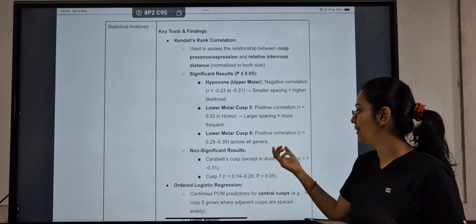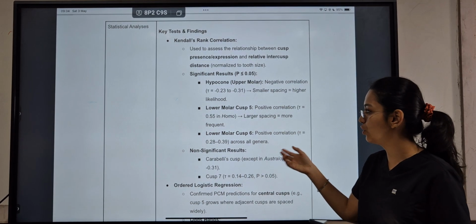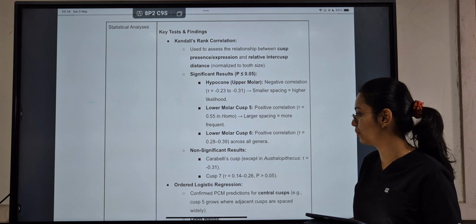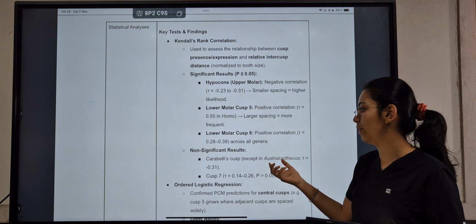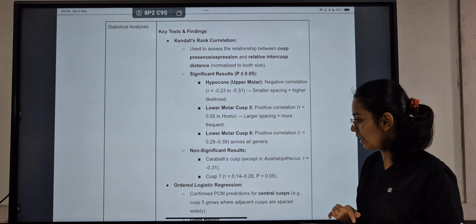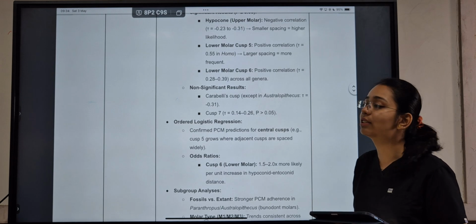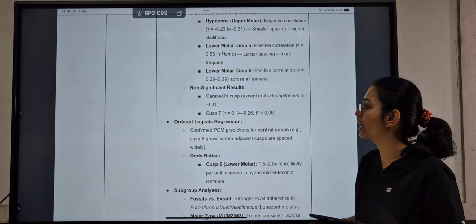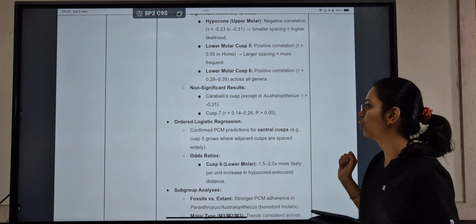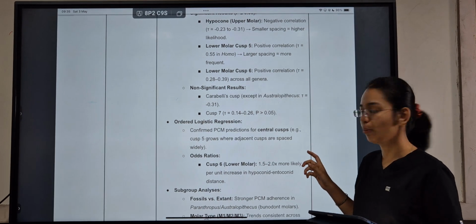And lower molar cusp 6 also showed a positive correlation, similar to lower molar cusp 7. So that was also significant, and it was seen across all genera. And non-significant results were also observed pertaining to Carabelli's cusp, except in the Australopithecus species, which was minus 0.31.